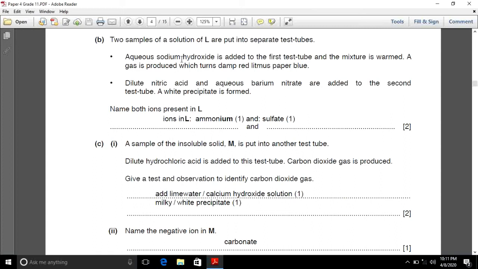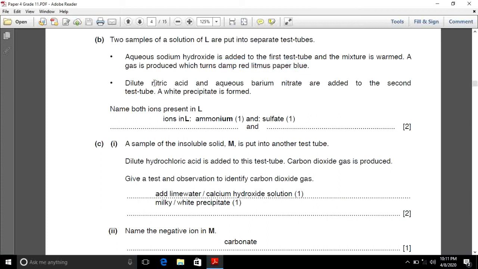As you can see, in the first test tube aqueous sodium hydroxide is being added and it is warmed. Damp red litmus paper turns blue. It indicates that ammonia gas is being produced. So L will contain ammonium ions.